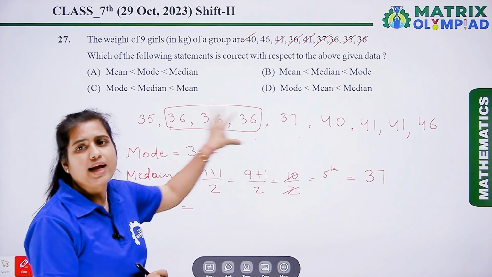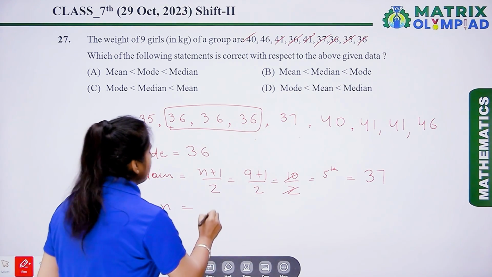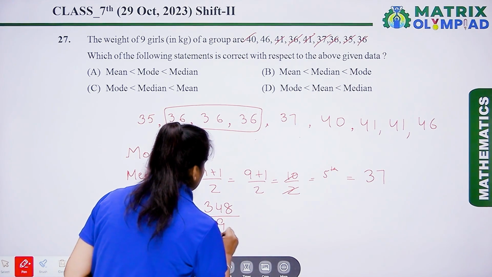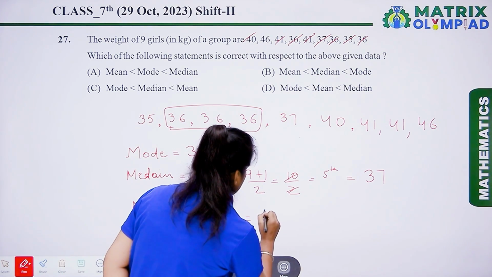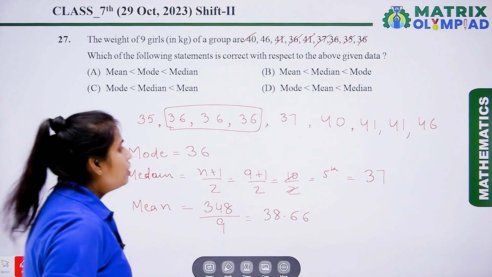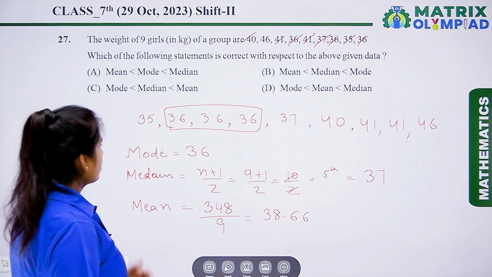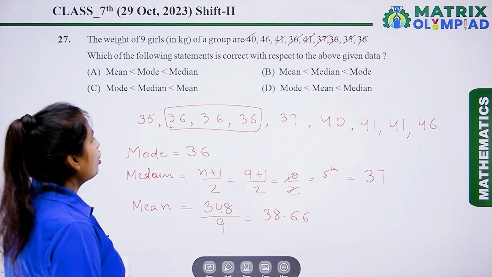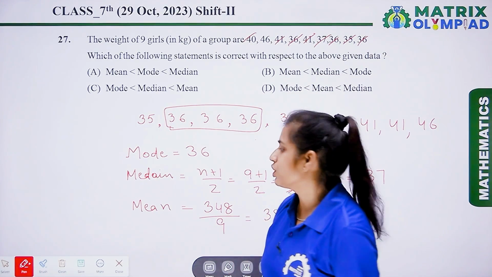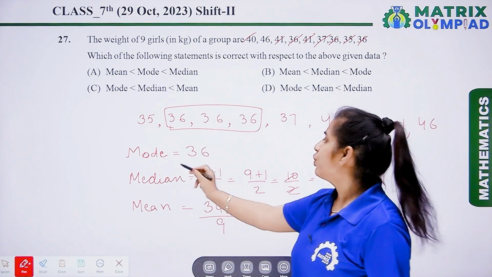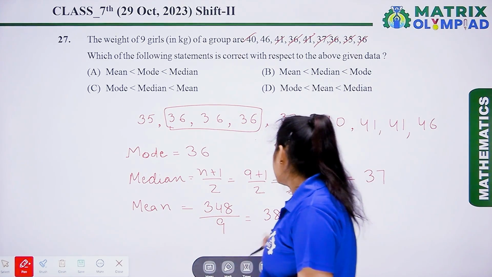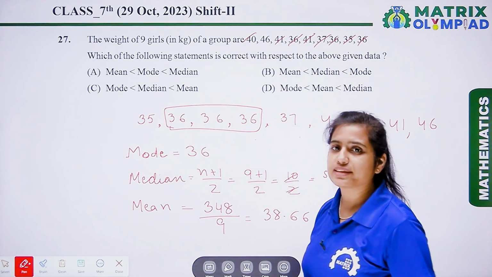So we have to add them all, and after adding we get 348 upon 9, that is 38.66. So let's arrange them in a proper order so that we can easily find out the correct option. So here mode is 36, median is 37 and mean is 38.66.